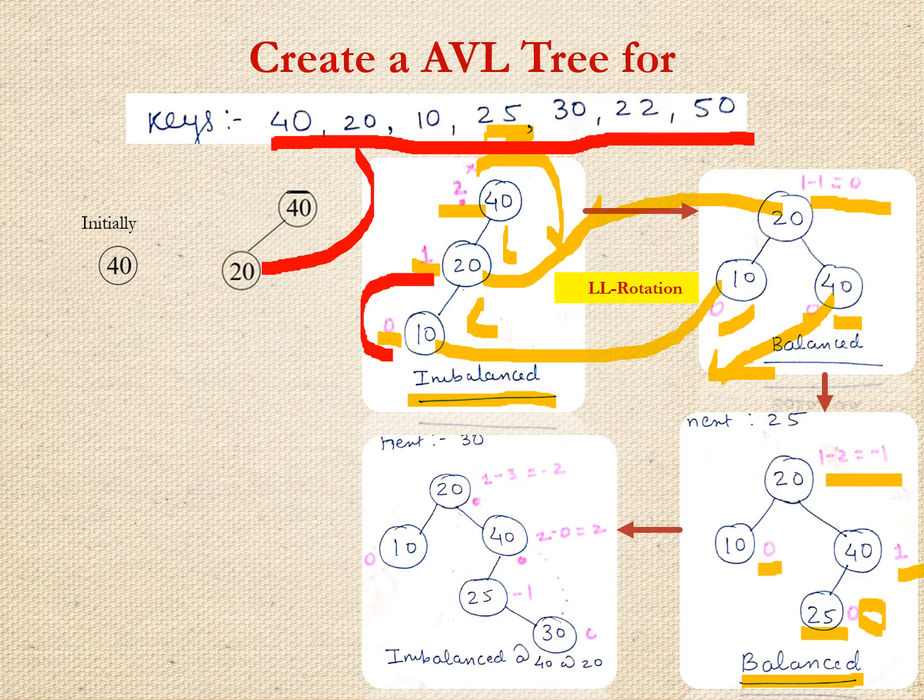The next element is 30. So how can we add it? 30 is to be added on the right side of your 25. So this 30 is added on the right side of your 25. Now please again verify the balance factor. After every addition we have to check the balance factor. So now you can verify the balance here.